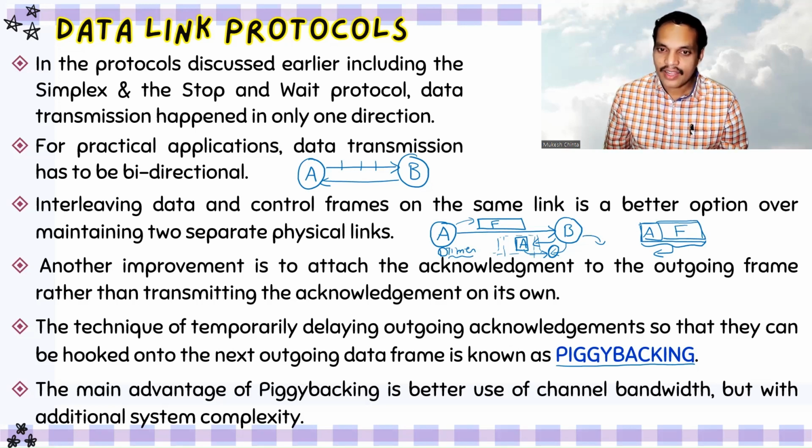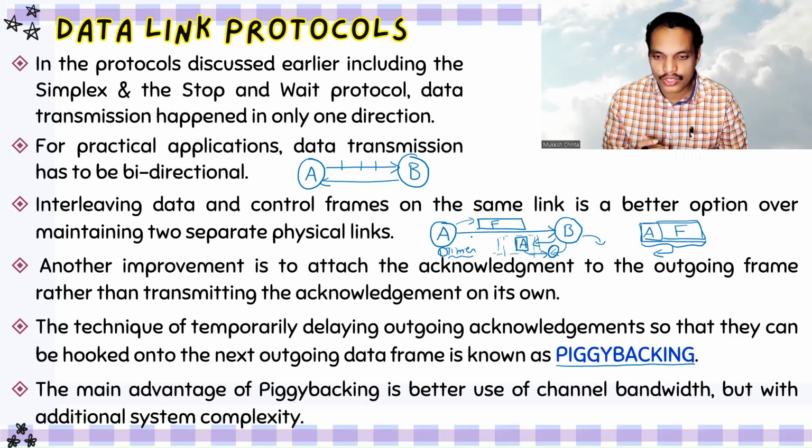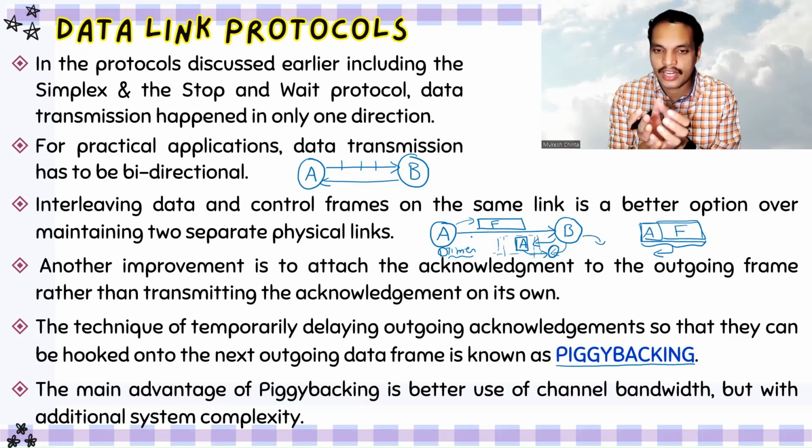B, on the other hand, wants to wait till the next frame arrives so that it can add this acknowledgement and then send it out to A. So there is a slightly sensitive situation here: how much time does B have to wait for the next outgoing frame? What if there is no frame at all? In those cases, this system complexity comes into play.